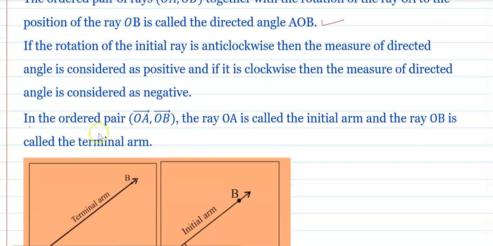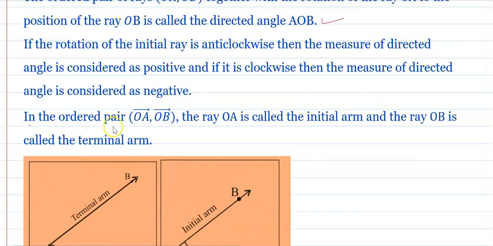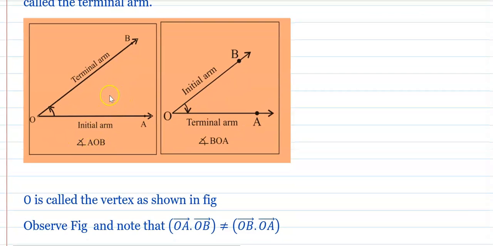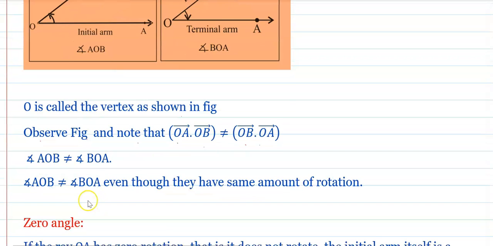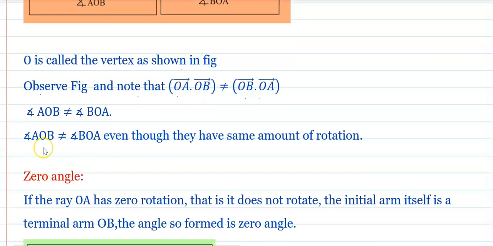In the ordered pair OA bar and OB bar, the ray OA is called the initial ray and the ray OB is called the terminal ray. O is called the vertex of the angle. Observe that in the figure, the ordered pair OA bar, OB bar is not equal to OB bar, OA bar. It means that their measures are not equal. Angle AOB is not equal to angle BOA even though they have the same amount of rotation.